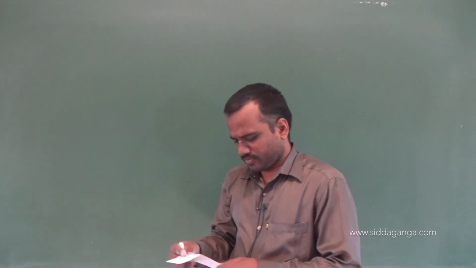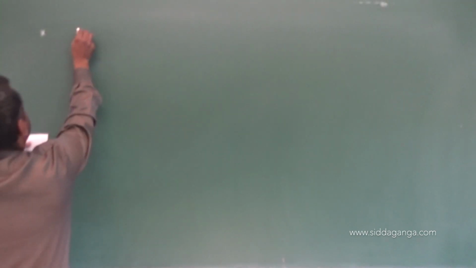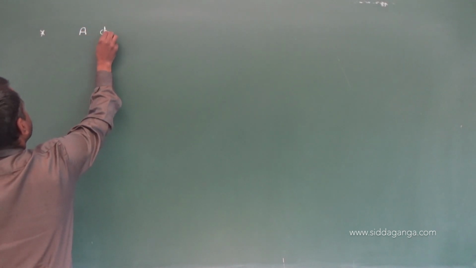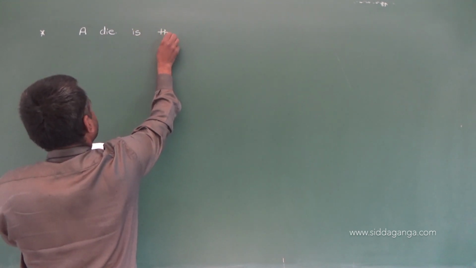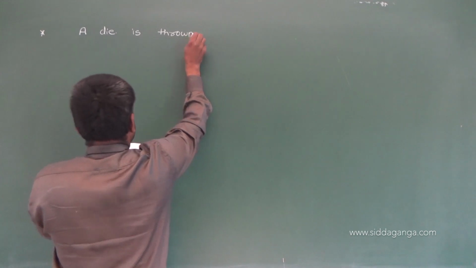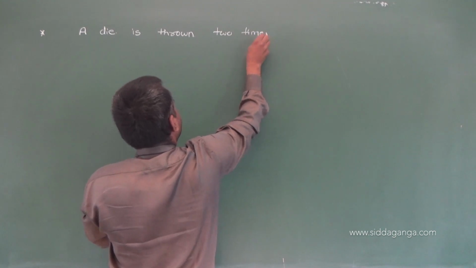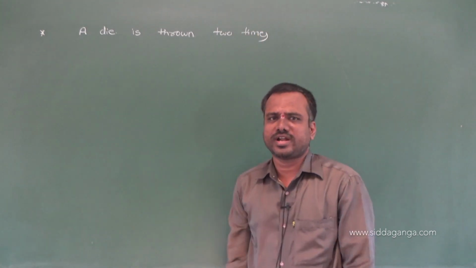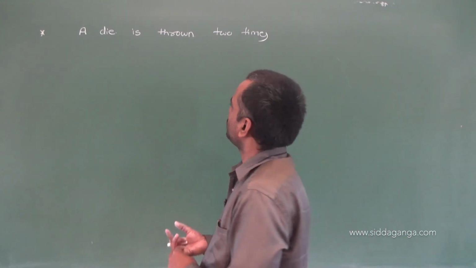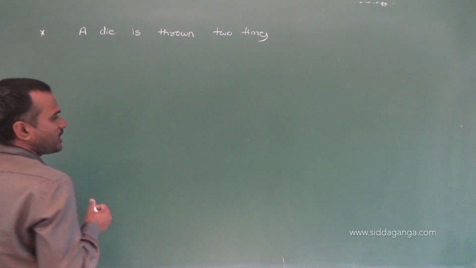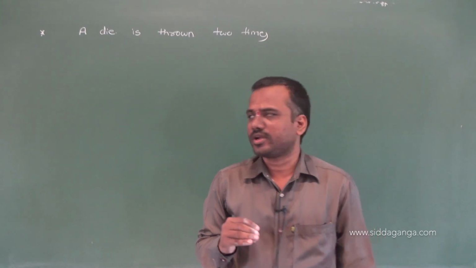Next problem, observe here. A die is thrown two times. A die is thrown two times. For one time the outcomes are 1, 2, 3, 4, 5, 6. Correct? For one time. Now two times.